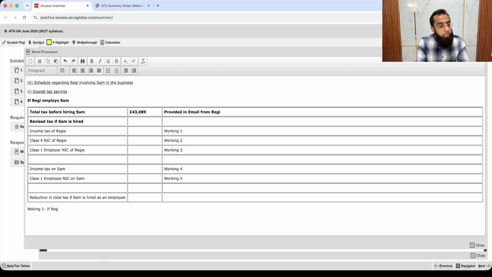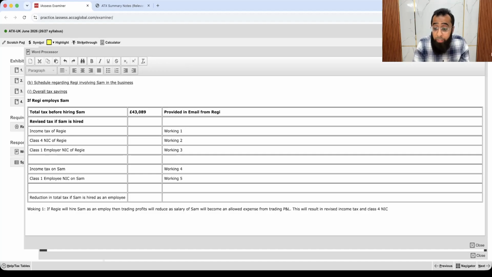Okay. If Regi hires SAM as an employee, then trading profits will reduce, as the salary of SAM will become an allowed expense from the trading P&L. This will result in revised income tax and class 4 NIC. That's very much logical. When you hire an employee, your trading profit will change, and when your trading profit changes, your income tax and class 4 NIC will get revised. I hope you are understanding the point.